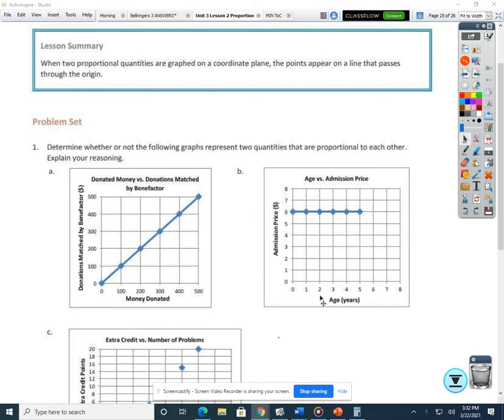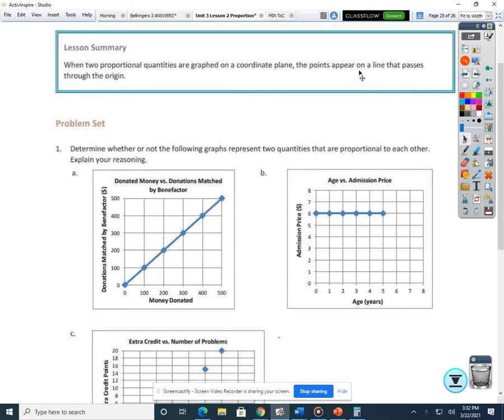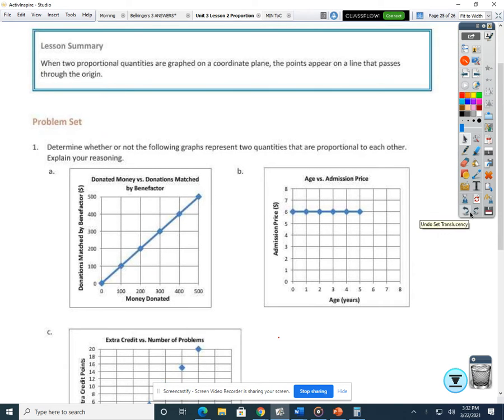Our lesson summary from what we learned yesterday. When two proportional quantities are graphed on a coordinate plane, the points appear on a line. The points appear on a line that passes through the origin. That is how we can determine if the graph is showing a proportional relationship.